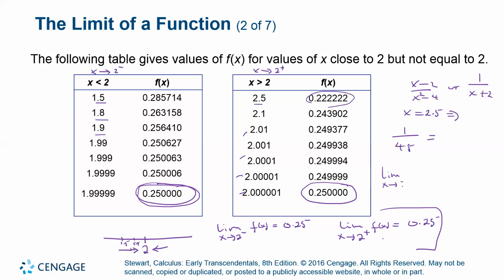x approaching 2. The behavior of the function, in other words the function value as we are approaching 2 from both ends, of the function f of x will be what? Which is going to be 0.25, which is the same as 1 over 4. Okay, so this is what we mean by finding the limit of a function, which is two-sided. Okay, very good.